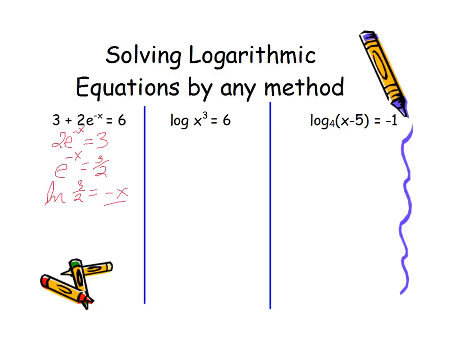Well, that pretty much isolates the x for us. I'm just going to take the natural log of 3/2 on my calculator, and I got a 0.405, which I know is now going to be a negative 0.405.